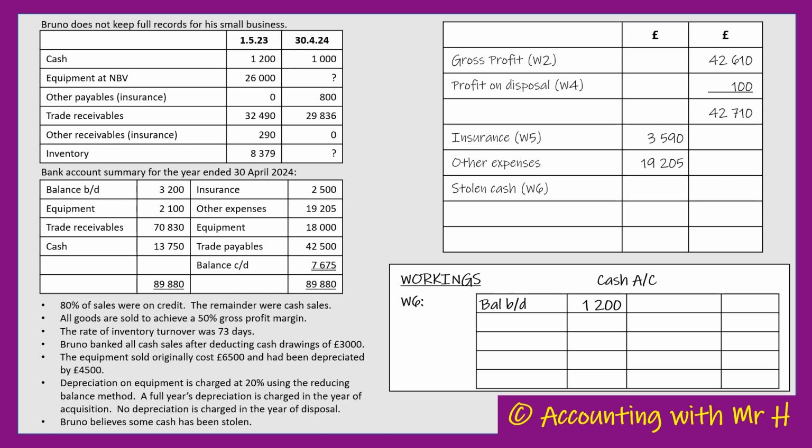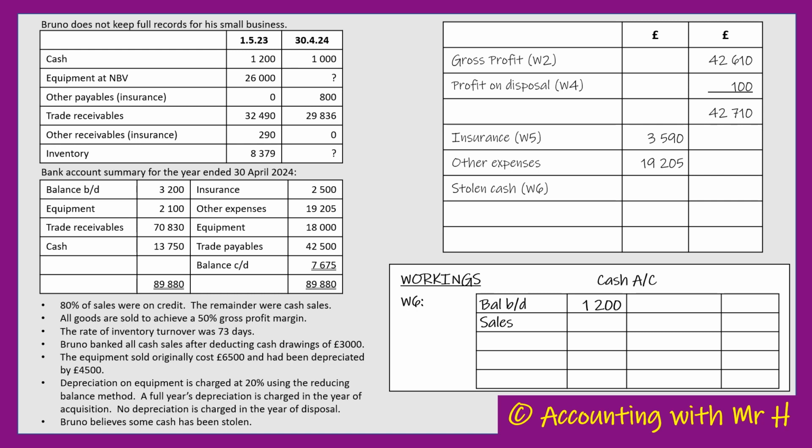Balance brought down 1,200. What's happened during the year? Well, in terms of cash coming into his business, I know that he had cash sales. And so that will have ended up on the debit of his cash account. And if I look back at the first bullet point again, if you remember, 80% of the sales were on credit and the remainder were cash. So 20% of his sales were cash.